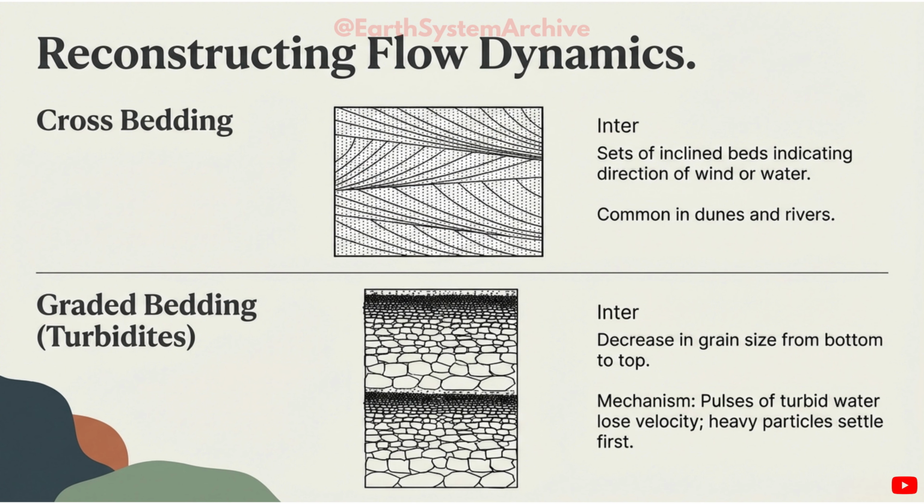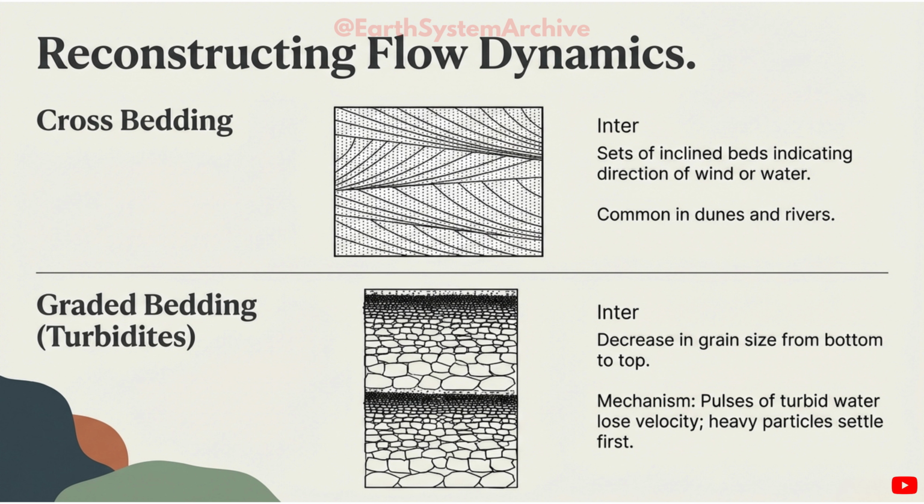Case File C. Crossbedding. Crossbedding is sets of inclined beds. Inclination points to wind or water movement direction. Boundaries can represent erosional surfaces, common in beaches, sand dunes, and river deposits.